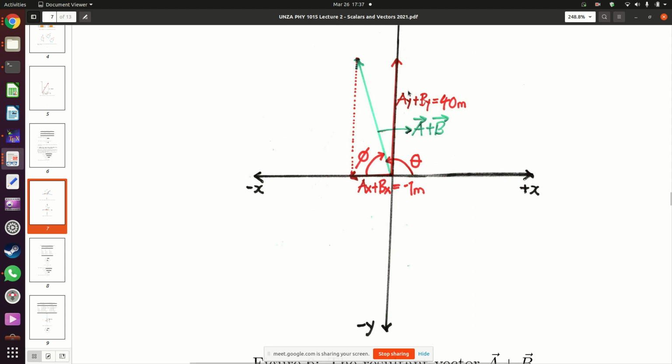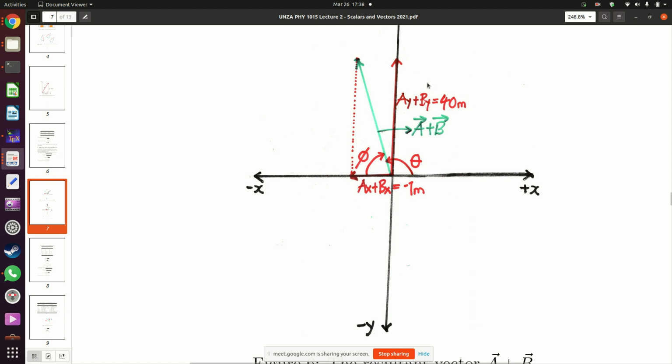Then the other one, ay plus by, that is equal to 40 meters along the y-axis. That one, the red line along the y-axis. So there's the red line along the y-axis. There is this other vector at the bottom here, ax plus bx along the x-axis, which is -1. The other one is 40 meters. Okay, so you can see that the y component of a plus b is along the y-axis pointing up. The x component is along the negative x-axis pointing in this direction.